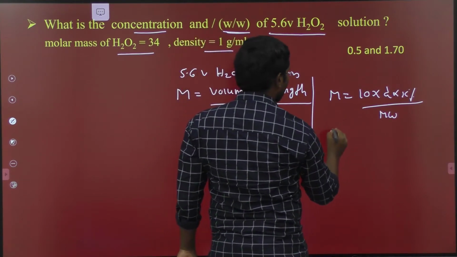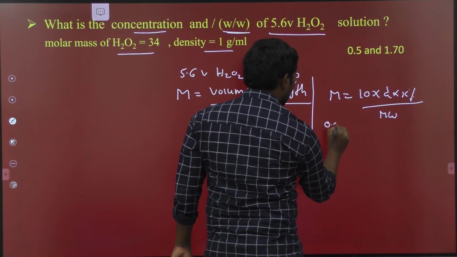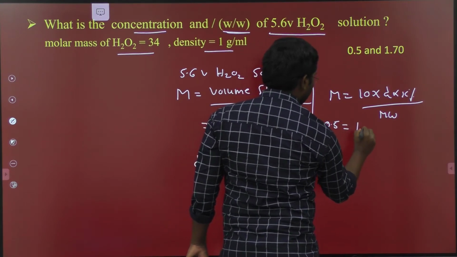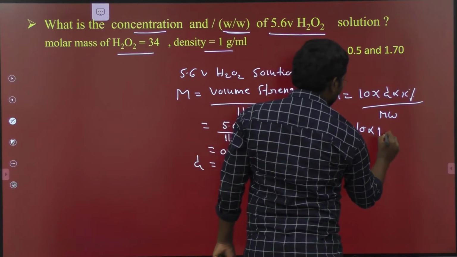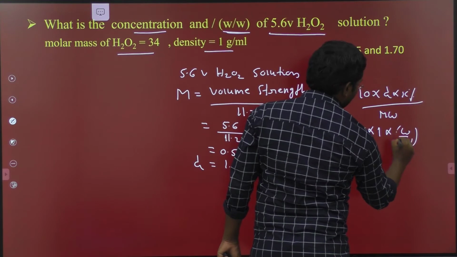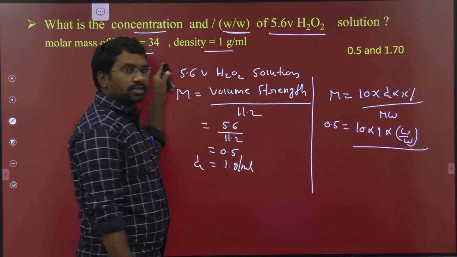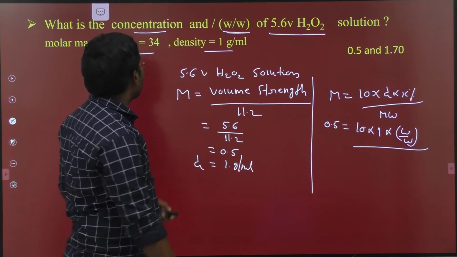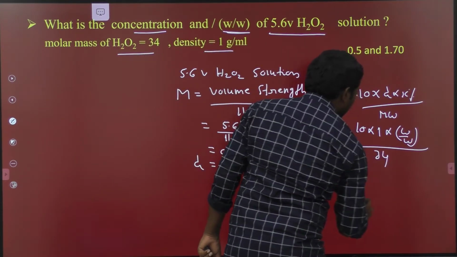So therefore here, what is the molarity? M is equal to 0.5 into 10 into the density value. The density value is 1, into x percentage, which means weight by weight percent, by molecular weight. So what is the molecular weight of hydrogen peroxide? That value is already given. It is equal to 34.